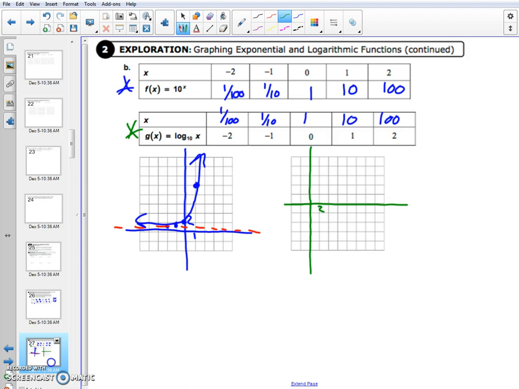So I'm going to count by 2 on the x-axis and just by 1 on the y-axis. So now my x value is 1/100. So super, super tiny, and I have a y of -2. And then when my x is 1/10, I have a y of -1. I also have the point (1, 0), so that would be there. And then I have the point (10, 1).